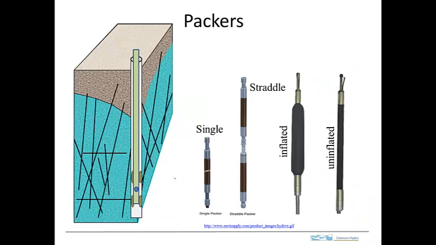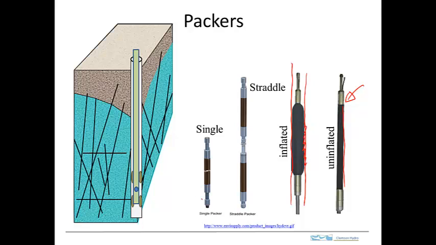Packers are an important aspect of well testing in fractured rock. These are inflatable sleeves that can be expanded to seal part of the borehole. So here's an example of an uninflated packer. This is a rubber sleeve right here, and when it's inflated with air, it expands out and pushes up against the wall of the borehole and forms a seal right here. That allows one part of the borehole to be isolated hydraulically from another part.